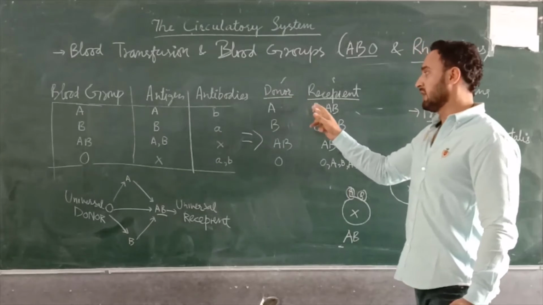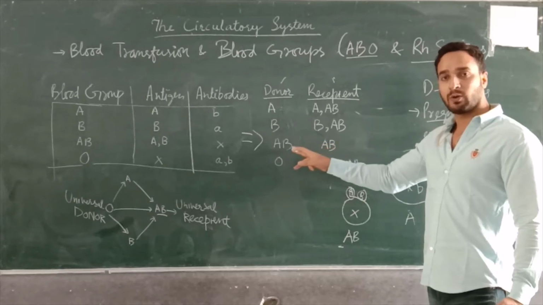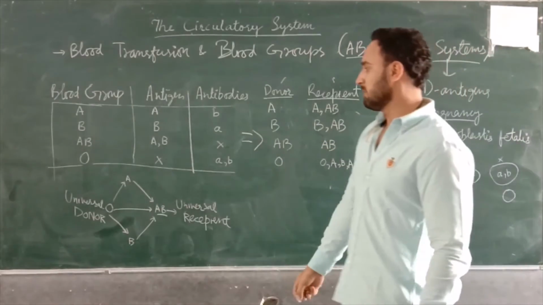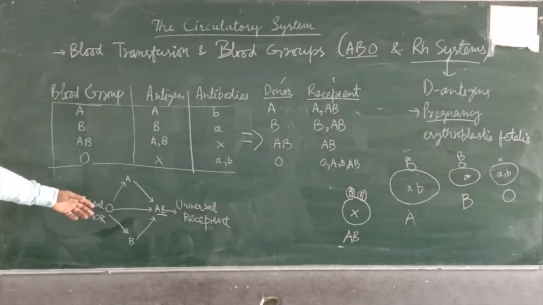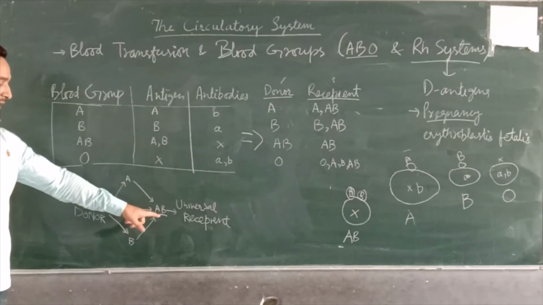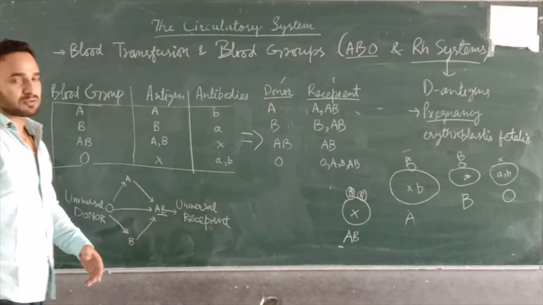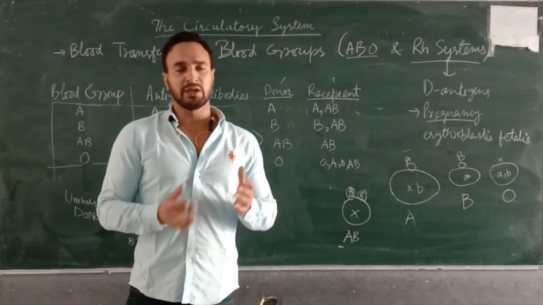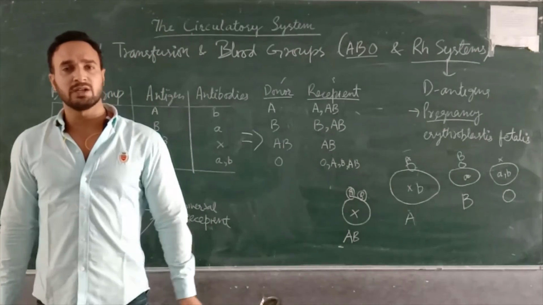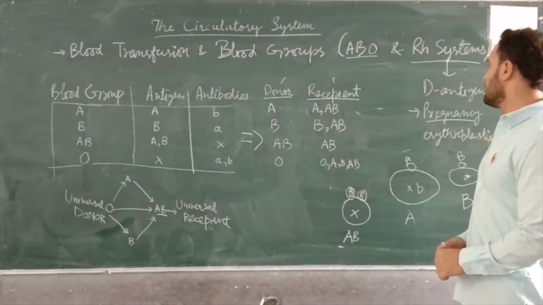A can give blood only to A and AB, B can give to B and AB, AB can give blood to AB, and O can give blood to all four different blood groups. That's why O is called the universal donor. Why? Because it can give blood to A, B as well as AB, right? And AB can receive blood from A, O, B and AB. That's why AB is called the universal recipient and O blood group is called the universal donor, right? So this is about the ABO blood group system in human beings.